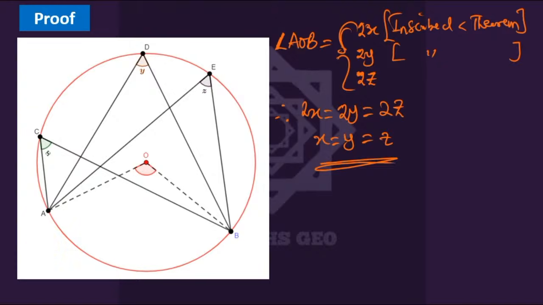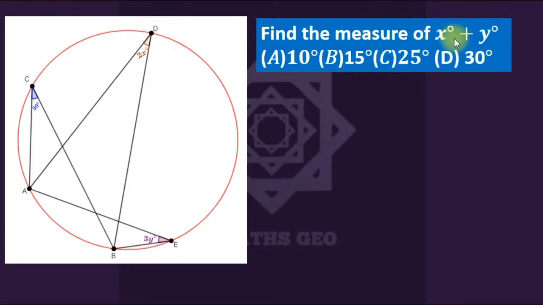So we've proved that once they have the same intercepted arc, they must have the same inscribed angle. So let's solve the equation. Find the measure of x plus y degrees. As you can see, AB is our intercepted arc.